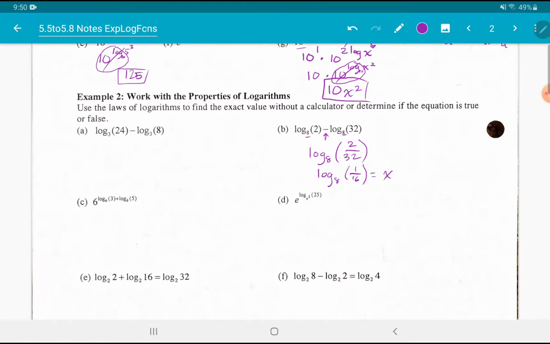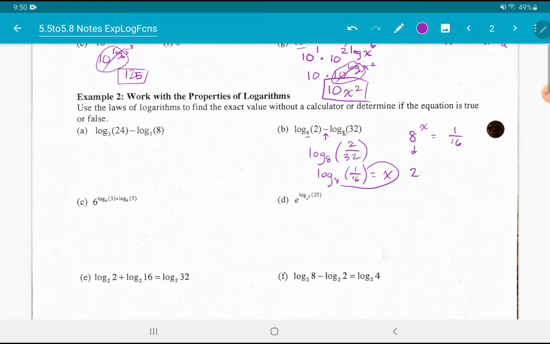And I'm getting a little stuck here. I don't know what this value is, so I'm going to call it x. What I can do is my loop trick again. So what I have now is 8 to the power of x equals 1 over 16. I'm still getting a little stuck here, but I do know that 8 and 16 do have things in common. More specifically, they have a base 2 in common.